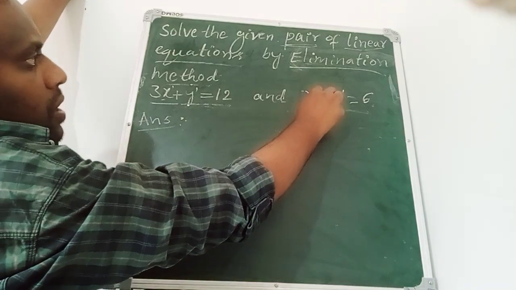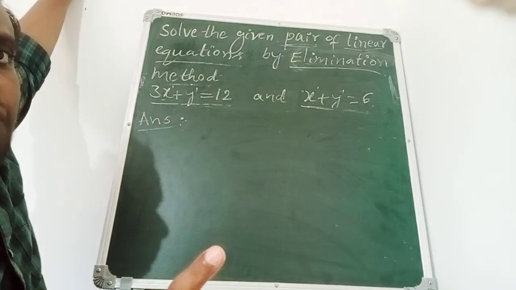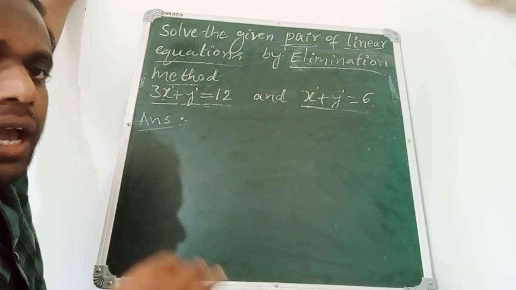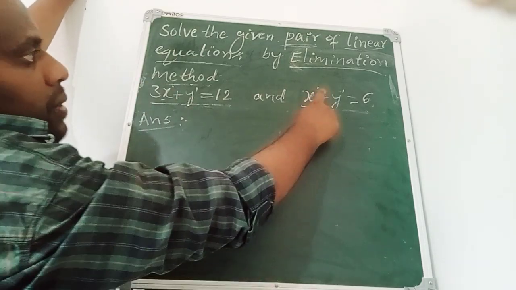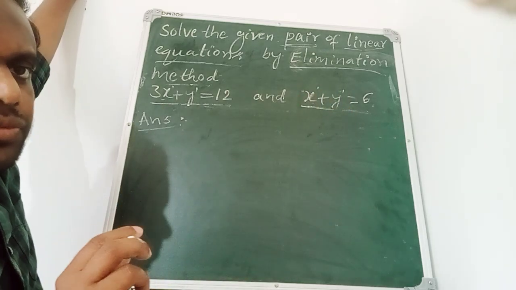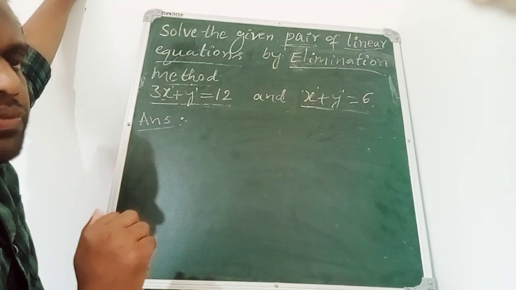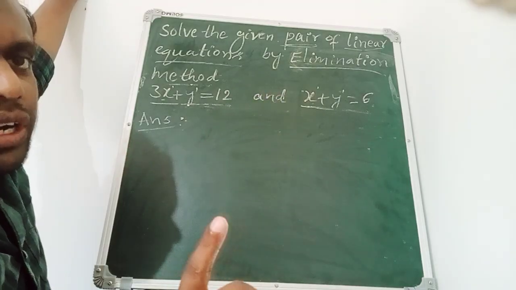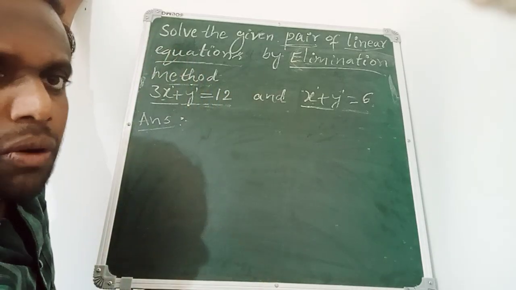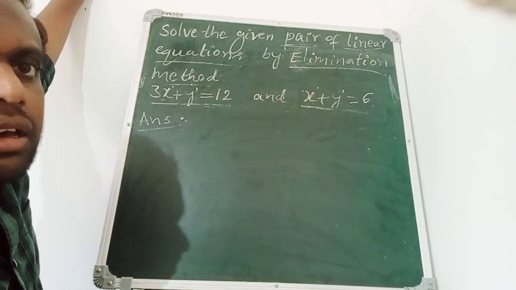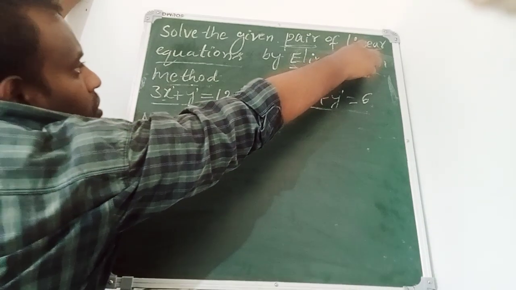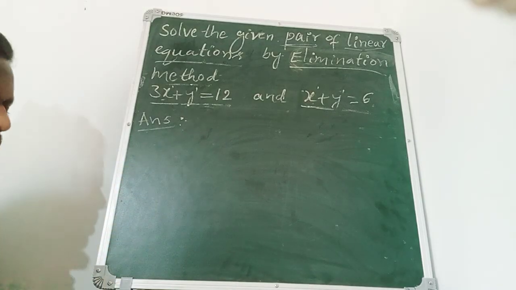So see, this is the power. The highest power is 1. And why am I saying highest? Sometimes in place of this 1 there will be 2, sometimes 3. So we have to consider the highest power. Here the highest power is only 1, here also 1, here also 1. So when the highest power of the variables is 1, then the equation is called a linear equation. That is the meaning of linear equations.